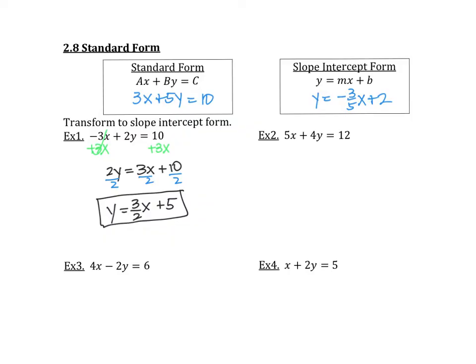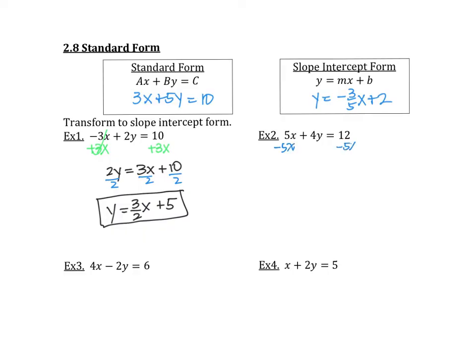Okay, we're going to try the same thing with example 2. It's in standard form. It says 5x plus 4y equals 12. I want it to be y equals something. Okay, so if I look at the equation, I want the y to stay here, so I want to cancel the 5x. This is a positive 5x. So to cancel a positive 5x, I'm going to minus 5x.